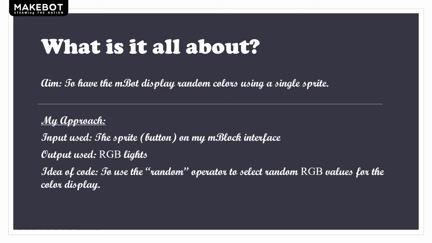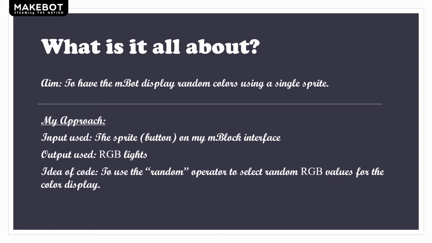The aim I wanted to achieve via this project was to have my MBOT display random colors using a single sprite on my MBlock interface. So in my approach, the input I used was a button sprite on my interface that, when I click it, sends a message to my MBOT asking it to switch on its RGB lights, which is going to be the output, with random colors.